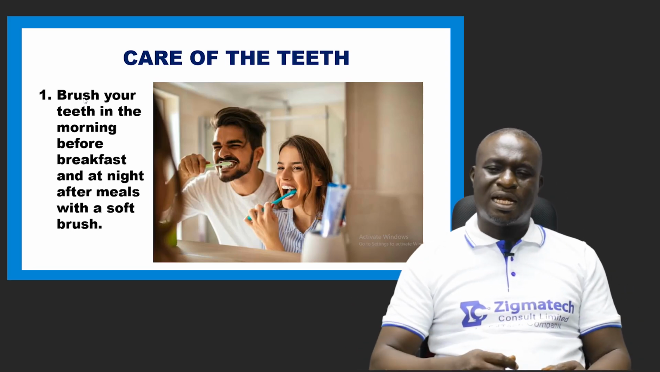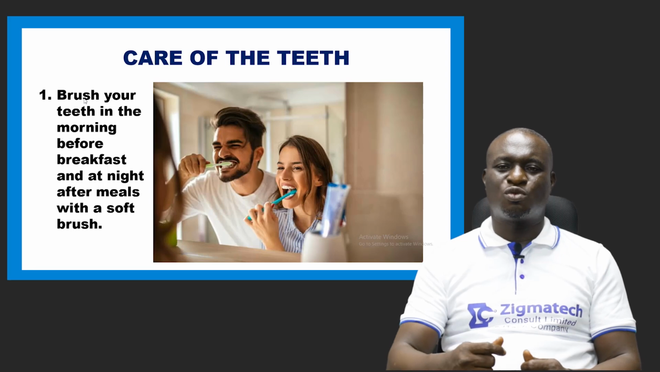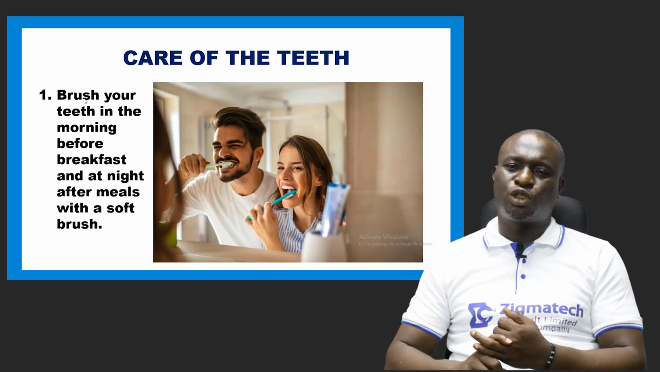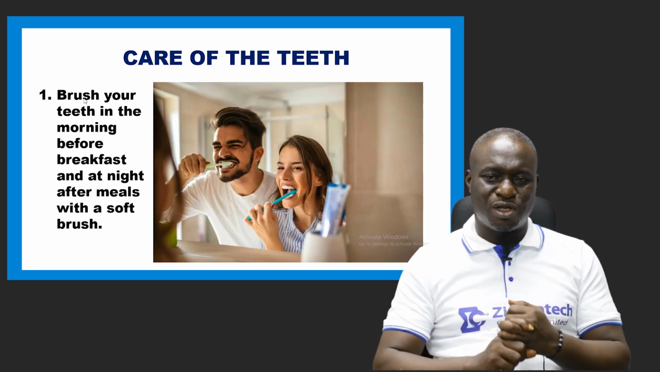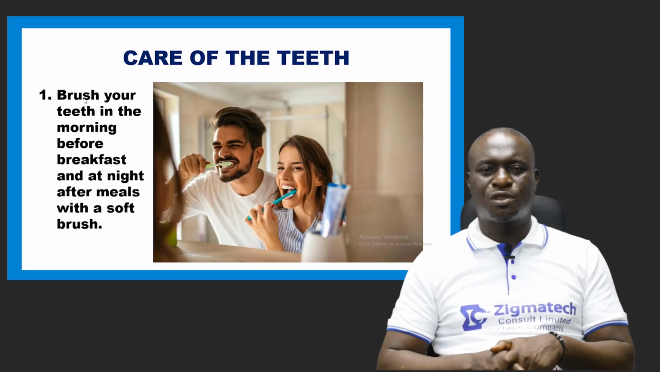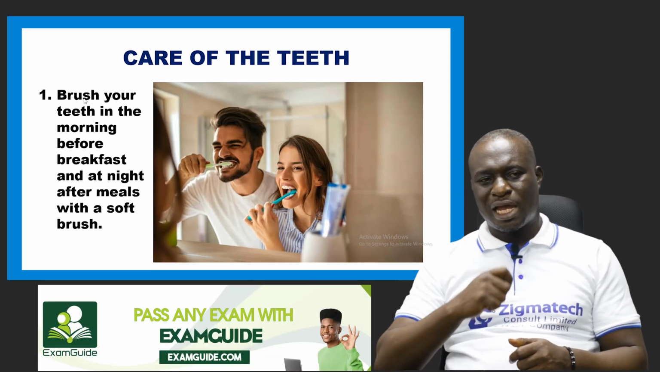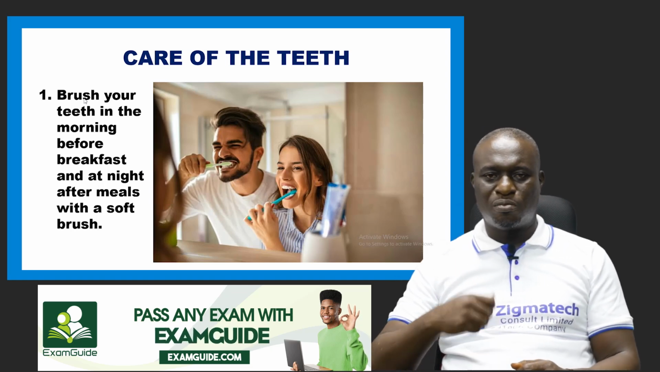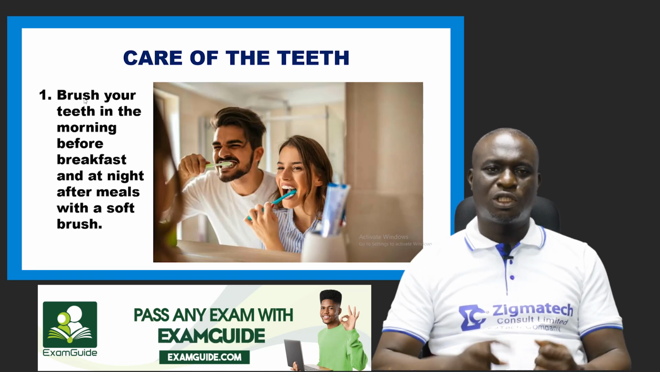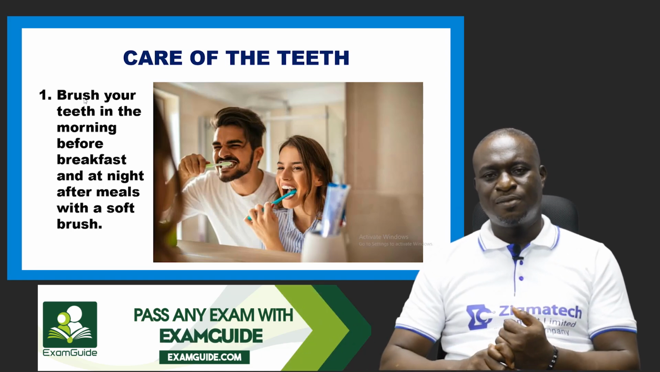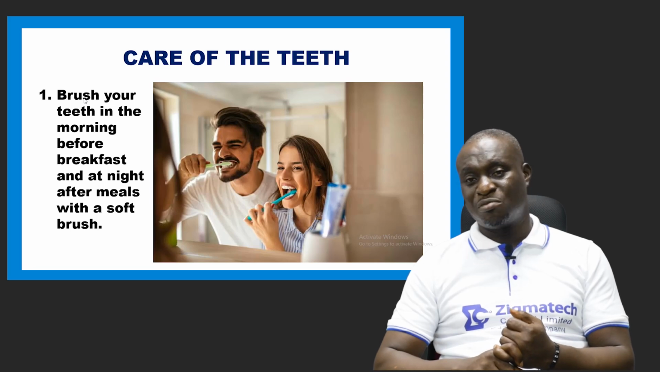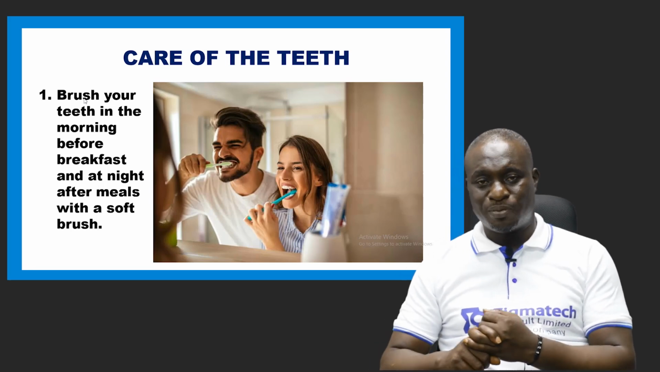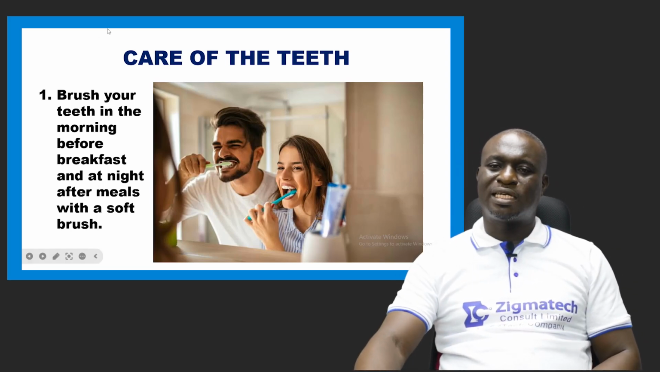Care of the teeth. One of the ways we take care of our teeth is that we brush the teeth in the morning before breakfast, and also learn to brush your teeth at night after every meal. But you must use a soft brush. If you use a hard brush, you end up injuring or bleeding the gums, okay? So use a soft brush. Ensure you brush at least twice a day, one in the morning after eating, before going out, and number two at night after every meal before going to bed. So this is how we take care of the teeth.